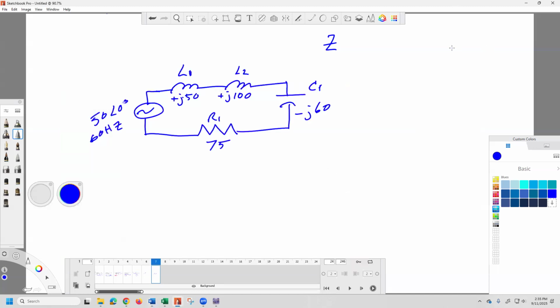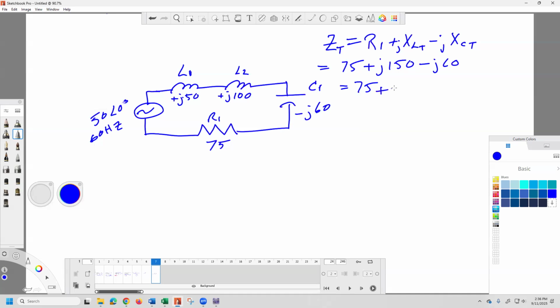First of all, let's do this. So what is ZT? I got 17.154 plus JXLT minus JXCT. So that's going to be 75 plus J150 minus J60. That's 75 plus J90.